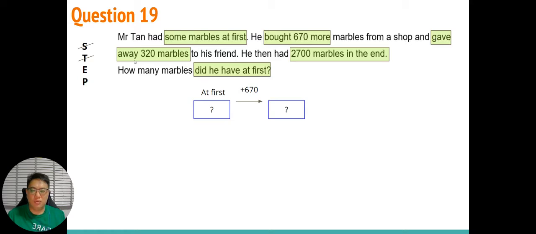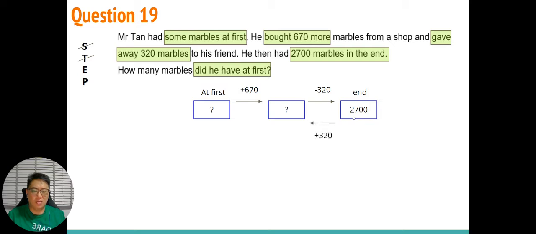And then he gave away 320 marbles to his friend. To give away means that you're going to take away. Take away means subtraction. So I'm going to take away 320 marbles from the middle amount. But I know that in the end, he has 2,700 marbles in the end.